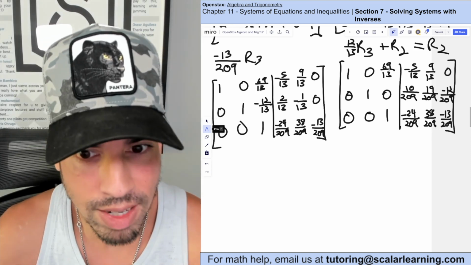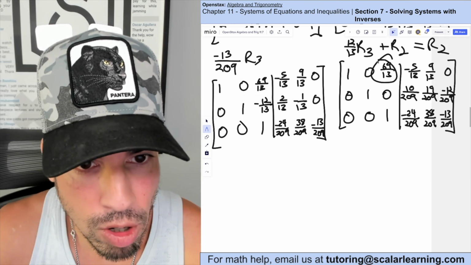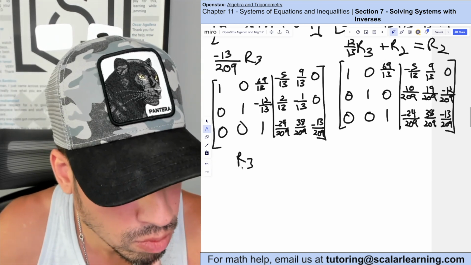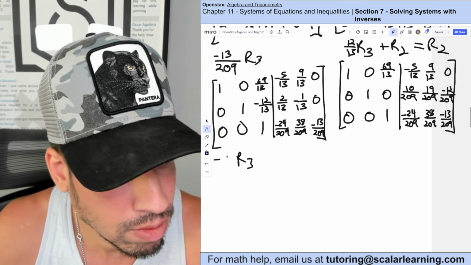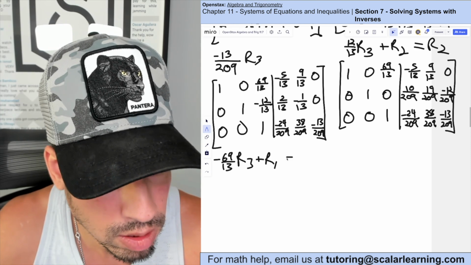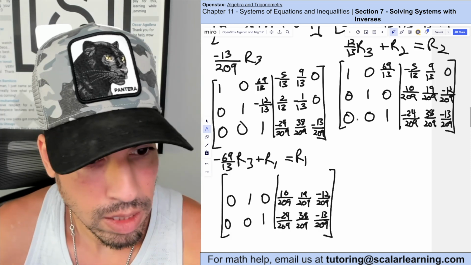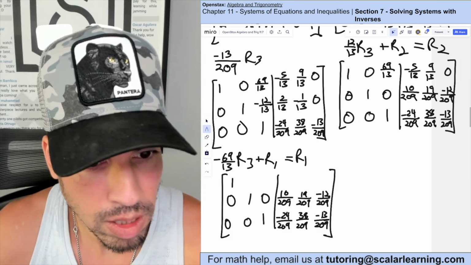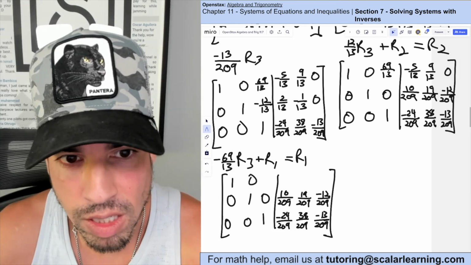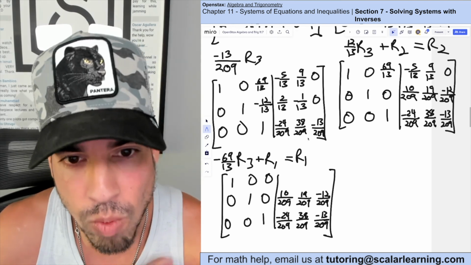But we're almost there. Now, last but not least, we got the top dog. We got to multiply to get rid of that. So we got to multiply row 3 by negative 69 over 13, add it to row 1 to get a new row 1. Here we go. So I got this times 0 is 0 plus 1 is 1, times 0 is 0 plus 0 is 0, times 1 is negative 69 over 13 plus its opposite is 0. That's what we wanted. All right.